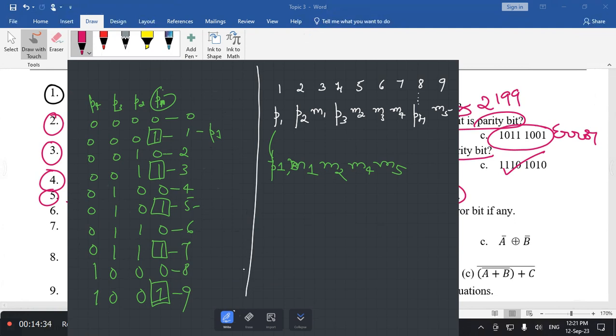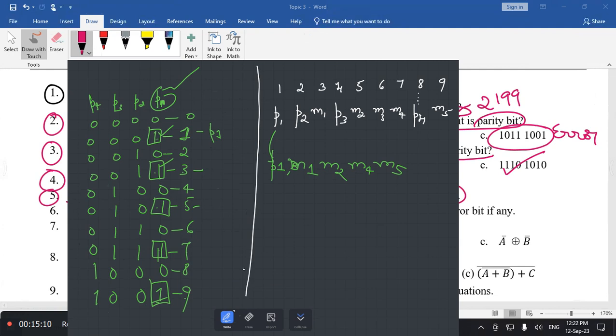Your parity bit P1 can be got from the combination of bits, the bit positions, and those bit positions can be got from this column, wherever you have this 1. See, in the P1 column, at 1 you have 1, 3 you have 1, 5 you have 1, 7 you have 1, 9 you have 1, right? Now see here, all these bit positions you have to take.